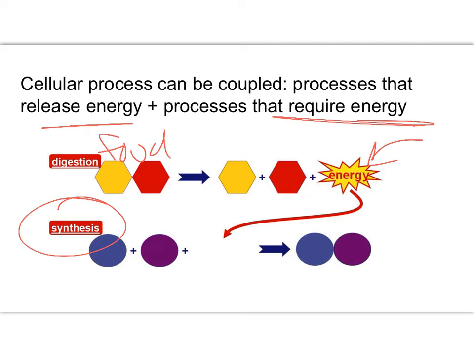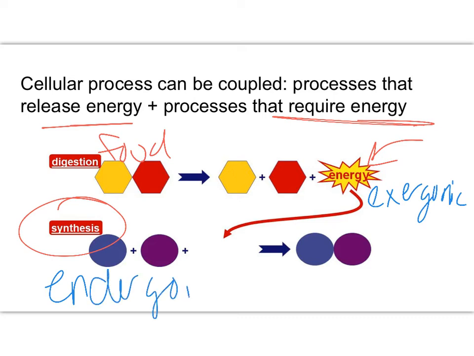So in other words, the cells will use an exergonic process. Remember, we used those terms earlier, right? An exergonic process, so one that will release energy, and they will couple it with an endergonic process that will require energy.